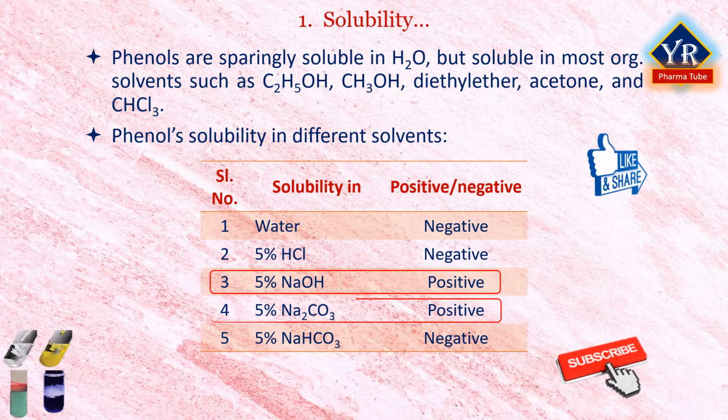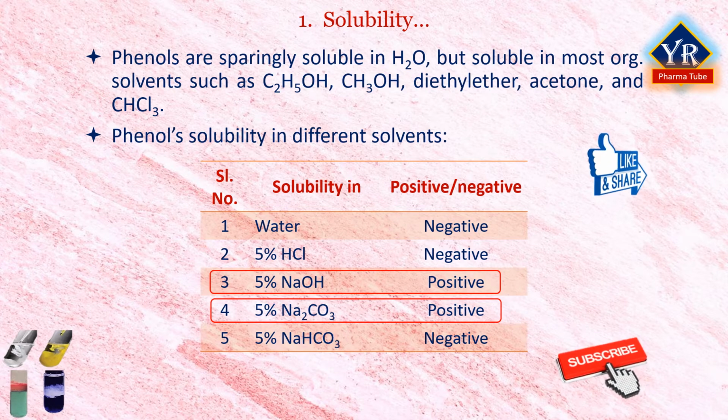Solubility in 5% sodium hydroxide and sodium carbonate solutions. Since phenols are slightly acidic in nature, they are soluble in alkalis like sodium hydroxide and sodium carbonate solutions. When phenol reacts with sodium hydroxide, it gives sodium phenoxide, which is a sodium salt of phenol. This removes hydrogen ion from phenol by hydroxide ions of sodium hydroxide, which is eliminated as water. The sodium ion then combines with the phenoxide ion to form sodium phenoxide.